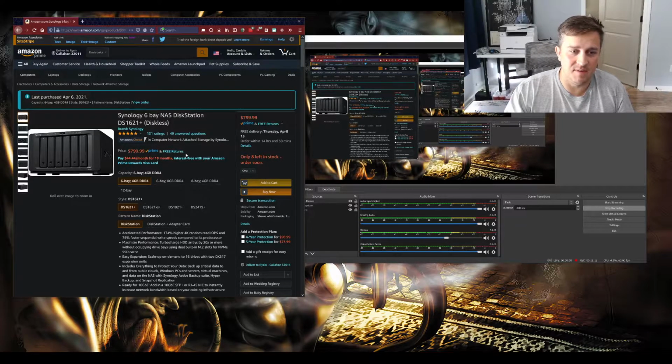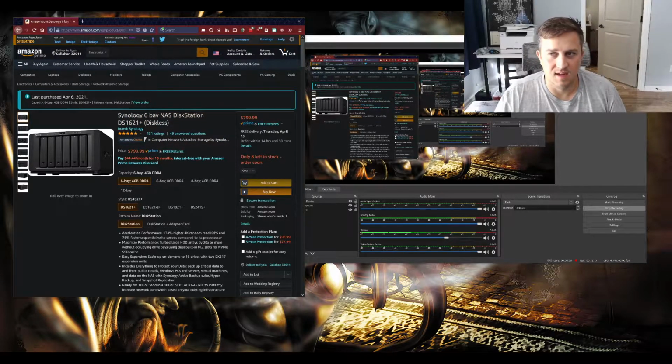It's only $800, so for a NAS with 6 drives, it's not too bad. I went and bought like 8 Western Digital NAS Plus drives for like $200 a piece. So that's already more. The drives cost more than the NAS.